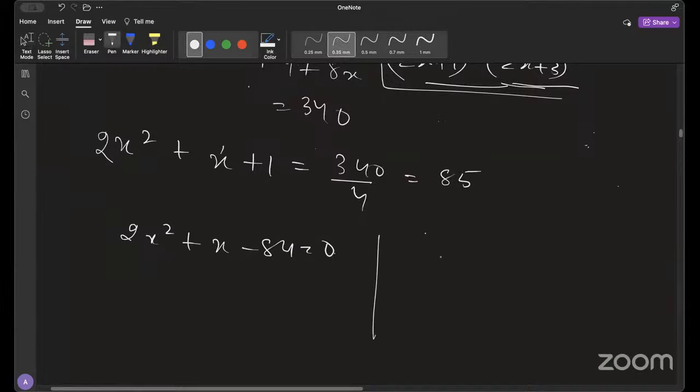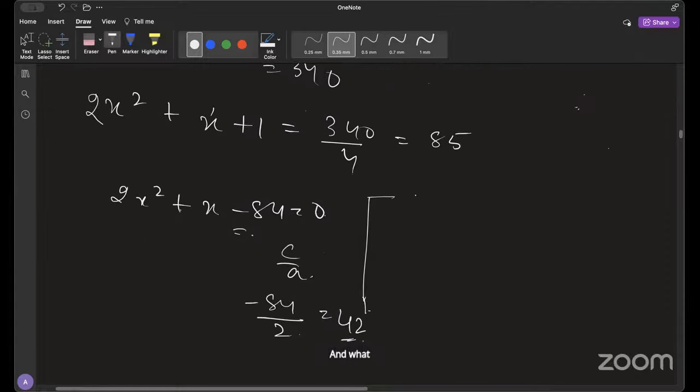The roots you will get from here, or if you do it the C by A way, the product of the roots here. So the C here is minus 84, and then A is 2. You'll get minus 42 here. And what are the solutions to this equation?